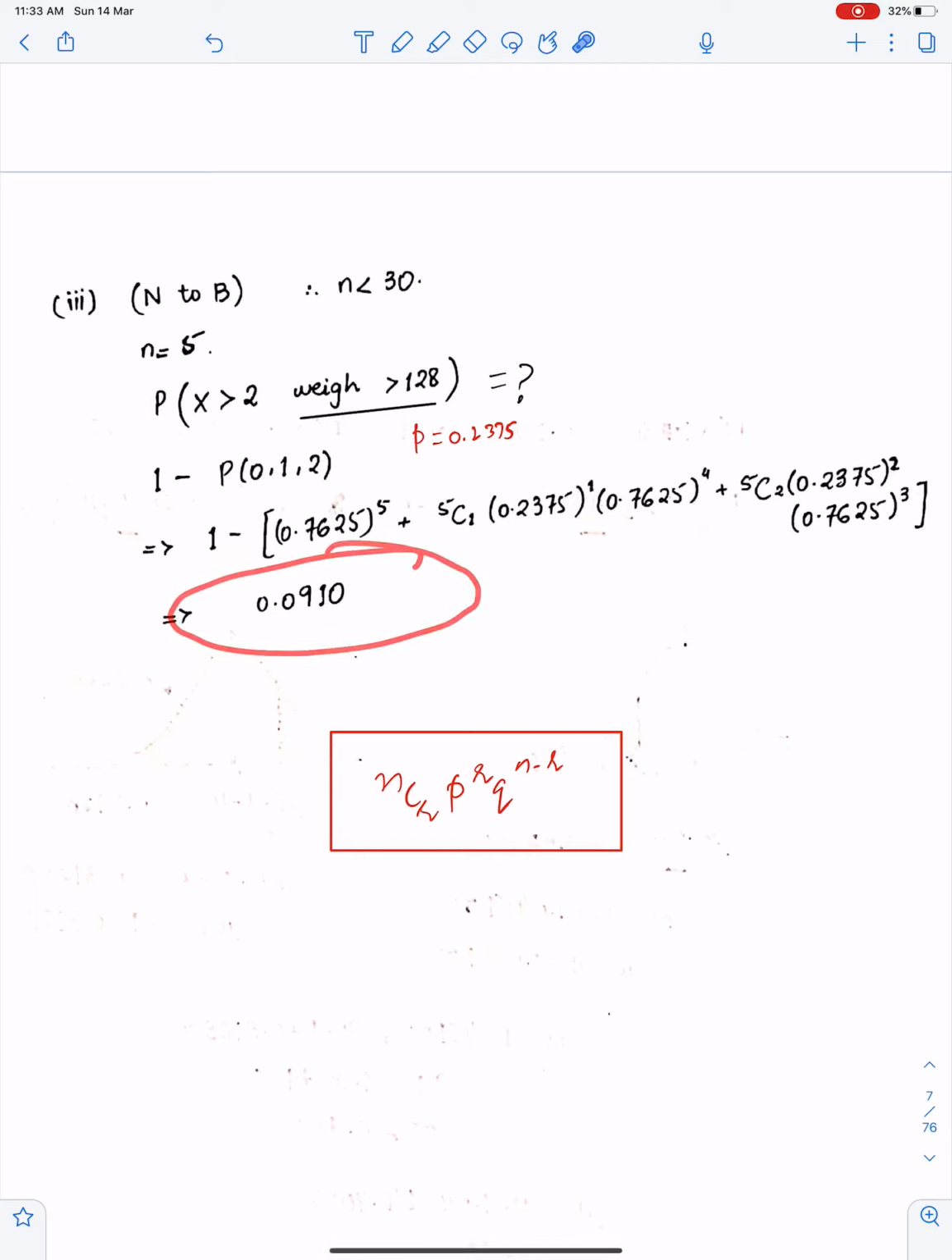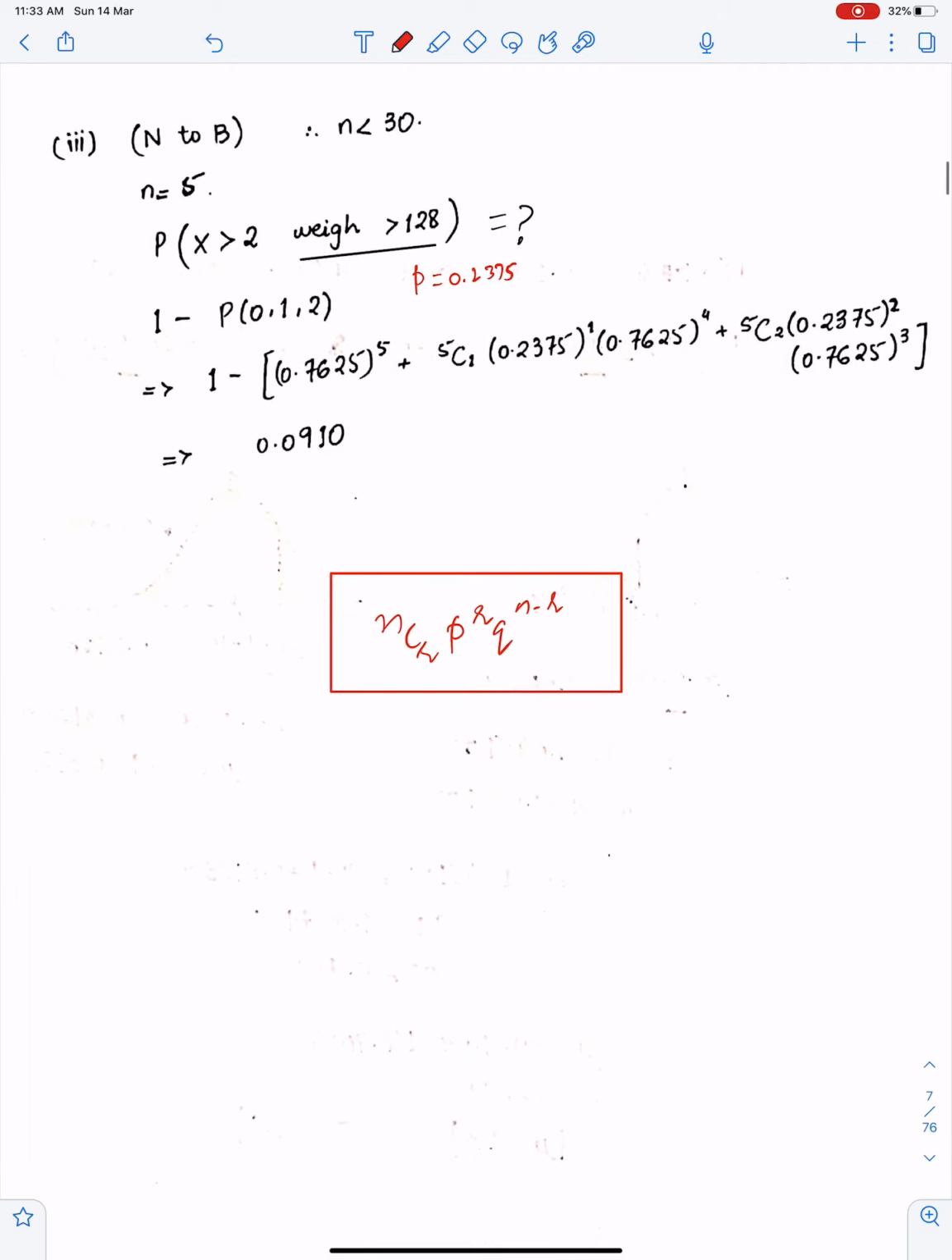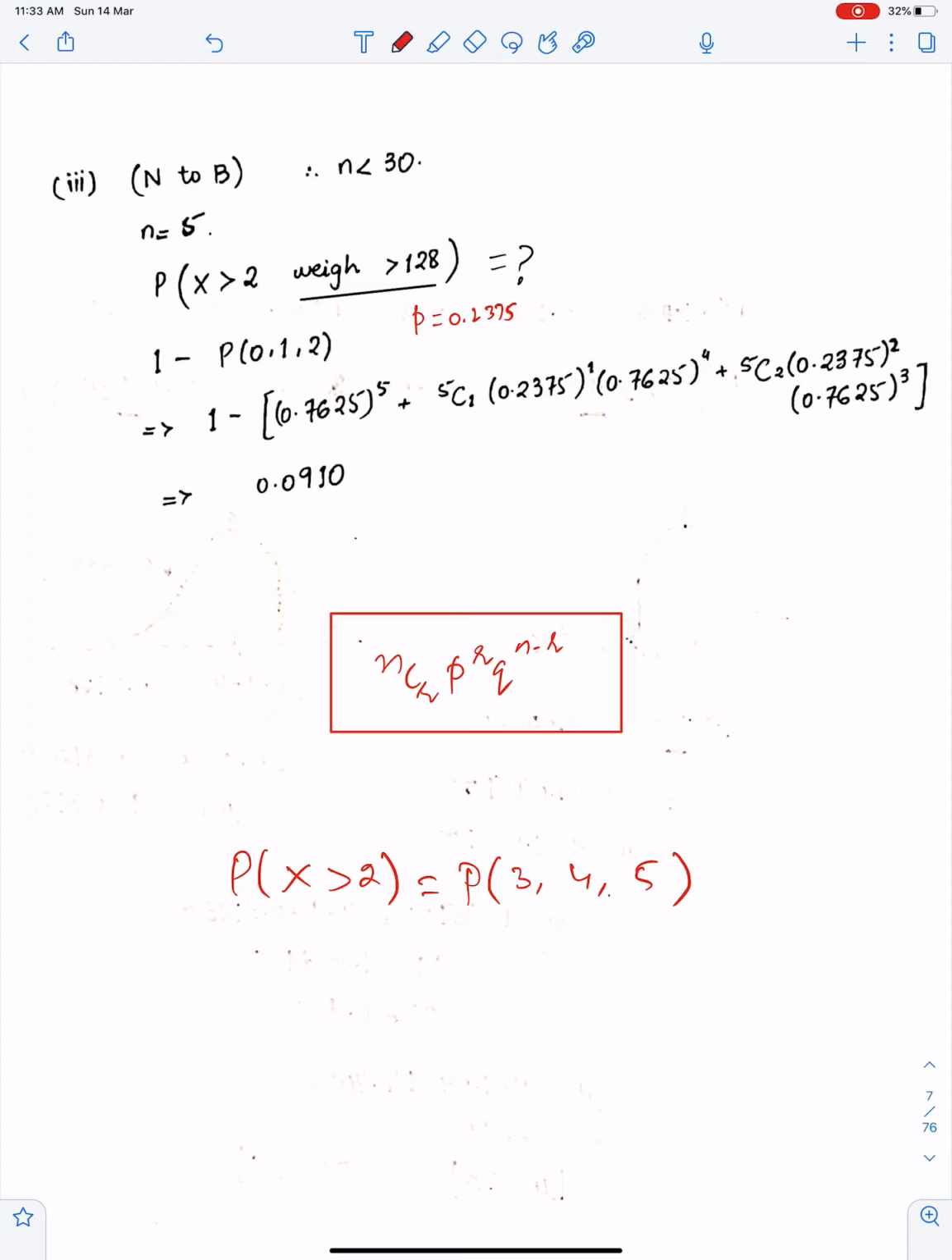And write your answer up to 3 significant figures. More than 2 means these are the numbers. You have both the options. You can solve this question in this way as well: 3, 4, 5. Just get these 3 probabilities, add them and get the answer. Or use this method: 1 minus these numbers. You must be good at binomial. 1 minus 0, 1 and 2. So you have both the options. In this question you can use any option, because both the options are almost similar. This student used this option.